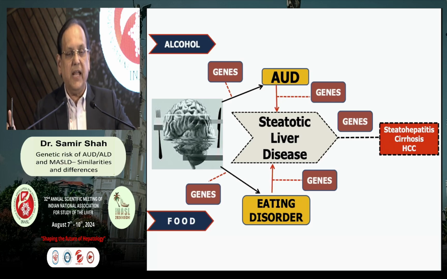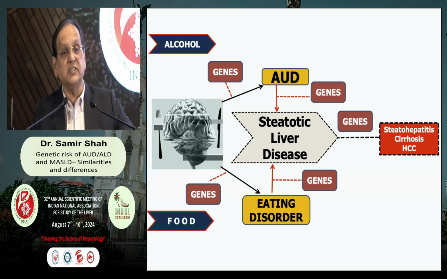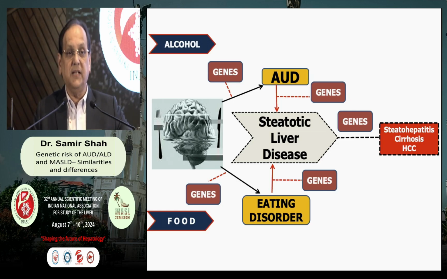Now there have been very elegant studies done on twins, which tell us that monozygotic twins have a larger problem than dizygotic twins, who have a larger problem than siblings and the spouses. So it's very clear that genes do play a role in all this. And let us see what the similarities and differences are.